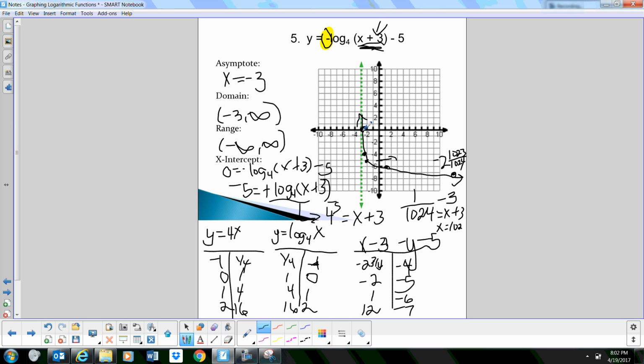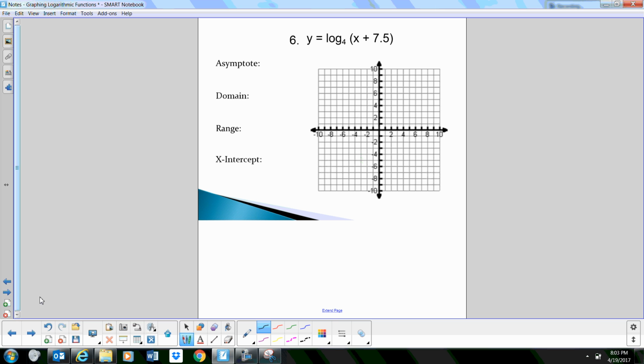So it's right next to that asymptote. But that would be our x-intercept. So how do we write that? We write it as an ordered pair. Negative 2 and 1023 over 1024, comma 0. Bingo. There it is. And that's how you find that intercept. Okay? We've got a couple more that you can practice, but you can go ahead.